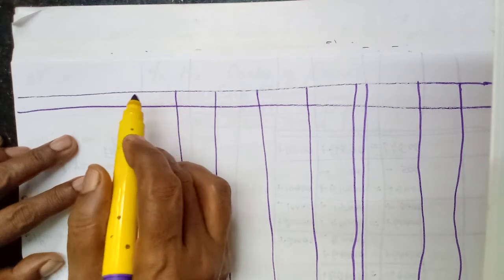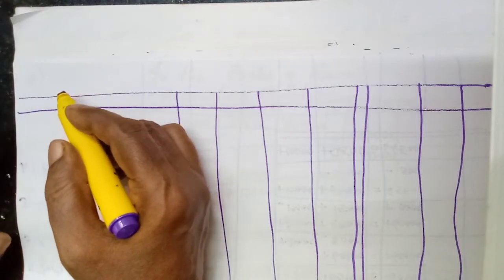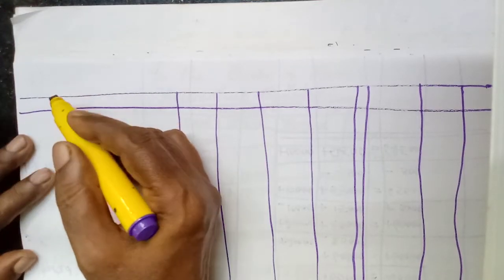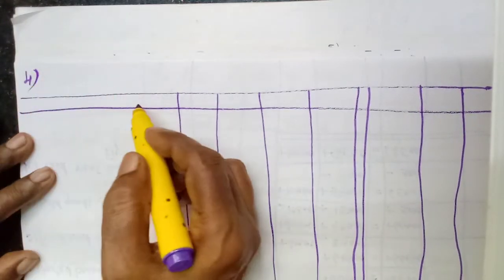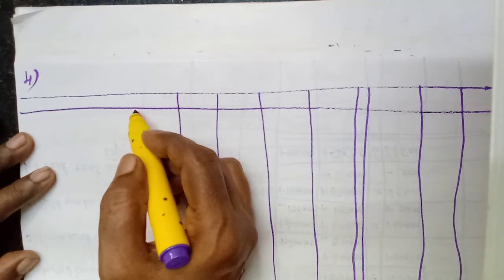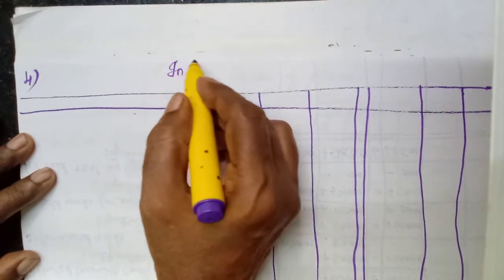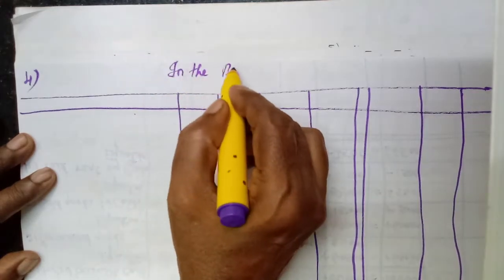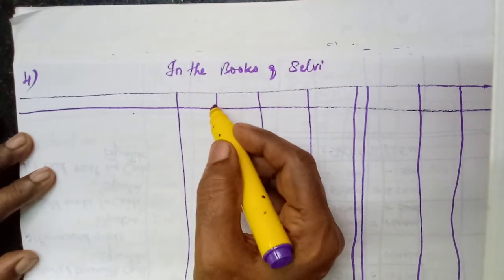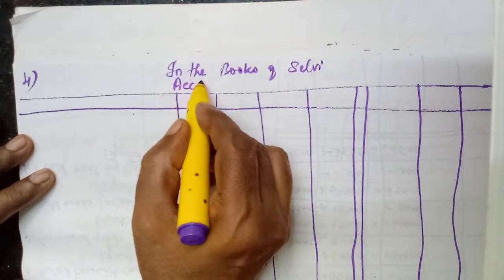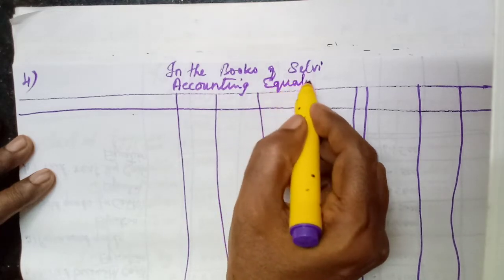Now we will start doing. Okay, so first you should write the question number. Whenever you start to do the answer solution, first you have to write the question number. Here 4. Okay, then the heading you have to write first. Selvi is a dealer in furniture, so in the books of Selvi you have to write. Okay, in the books of Selvi. Then we should write the accounting equation heading. Okay, accounting equation. I have drawn the lines, otherwise it is a waste of time.